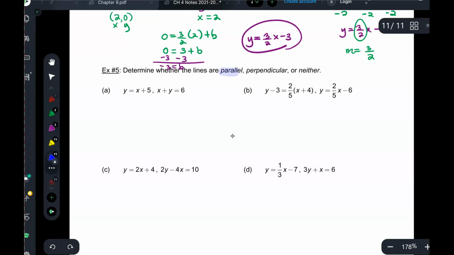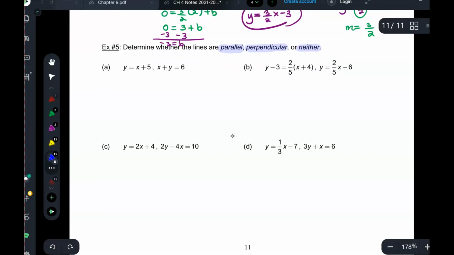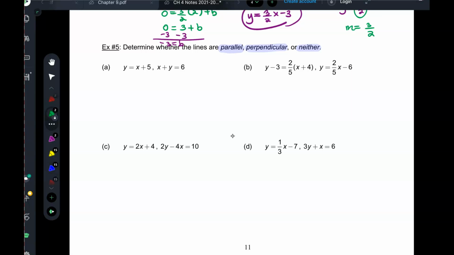Okay, the next set, I just want you to figure out, are the lines parallel, perpendicular, or neither? So what we want to do is look at the equations and identify the slopes. The first line, y equals x plus 5. What's the slope of this line? For this one, m is equal to 1. What about the other line?